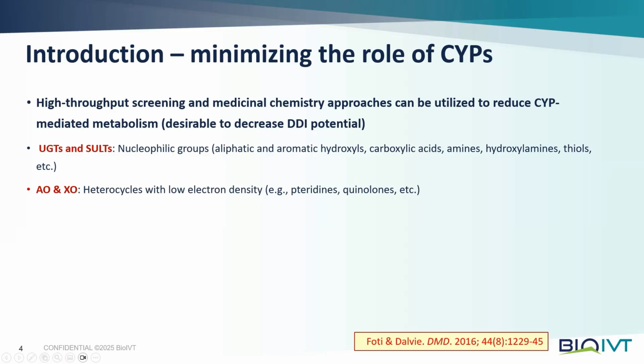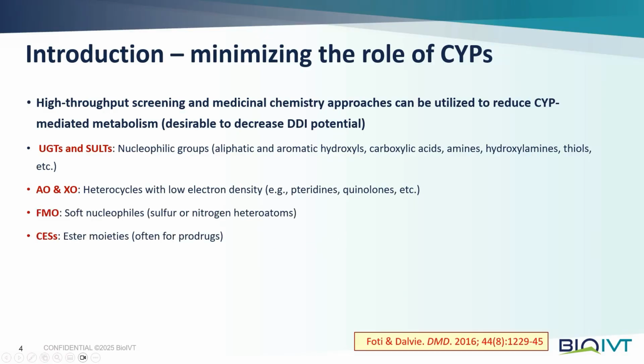Now for aldehyde oxidase and xanthine oxidase, introducing heterocycles with low electron density, so for instance, pteridines, quinolones, etc., then you can shift metabolism from P450 to aldehyde oxidase and possibly xanthine oxidase. This is generally not desirable because aldehyde oxidase results in very short half-lives, but there are cases where that is a desirable characteristic. I do want to mention that we do have a lot of alphabet soup here, so if you're not as well versed in the acronyms, like CES for carboxylesterases, FMOs, and so on, I will have a slide at the end that highlights all of those. So just try to bear with me, and you'll have these slides at the end to deal with that.